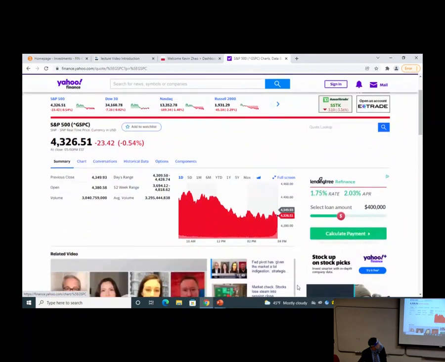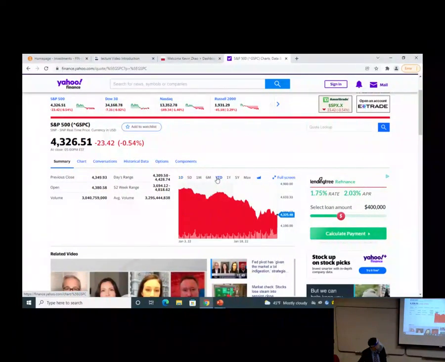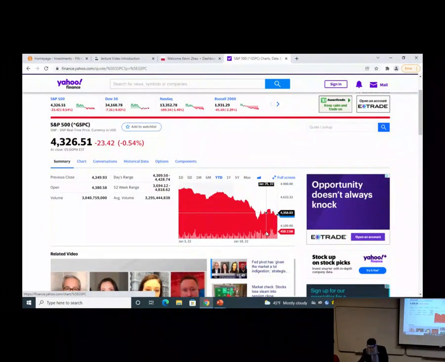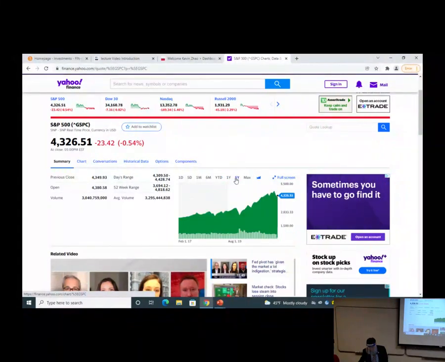benchmark, and you can look at year to date. It's no good. 4,800 level down to 4,300 level. It's already lost more than 10%. Then you want to figure out why that is. During the pandemic there was a dip, but after the pandemic, it kept rising.